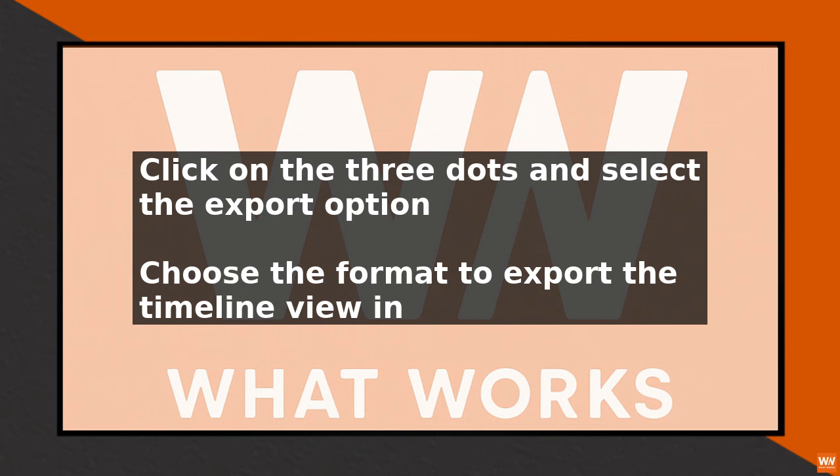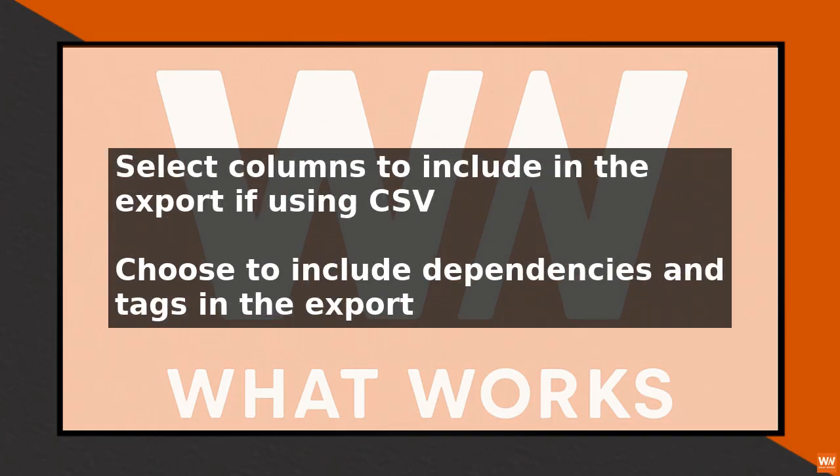If you choose to export to Google Calendar, you will need to connect your Google Calendar account to Monday.com. Once connected, you can choose which calendar to export to and whether to include dependencies and tags. After selecting your export options, click the Export button to download your timeline view in the chosen format.